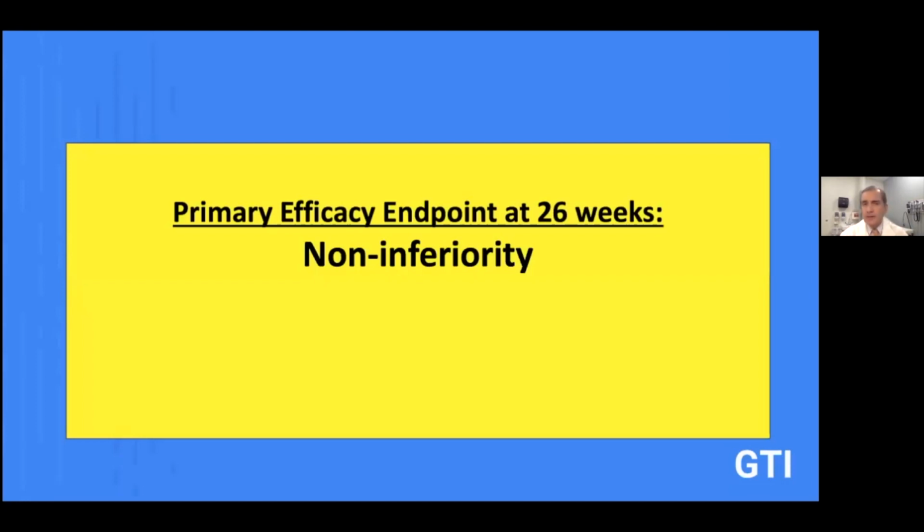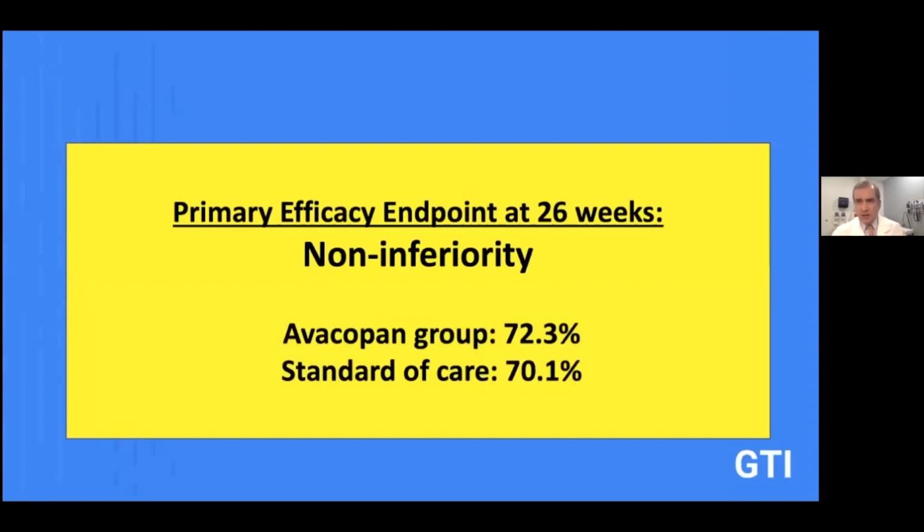The primary efficacy endpoint at 26 weeks was non-inferiority, comparing the two groups for remission induction. And the Avacopan group was indeed non-inferior to standard of care. What really differentiated these therapies was the lower glucocorticoid toxicity permitted by Avacopan, and that's where the GTI came in.